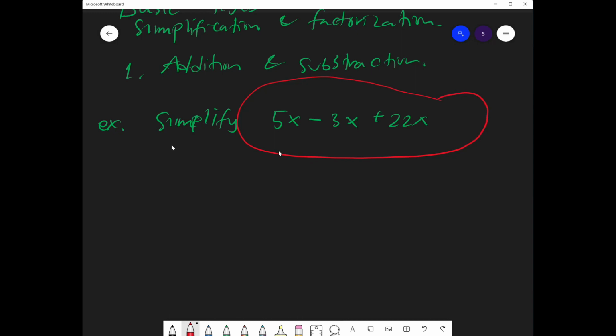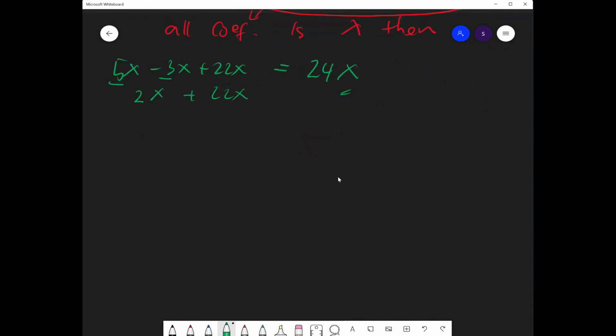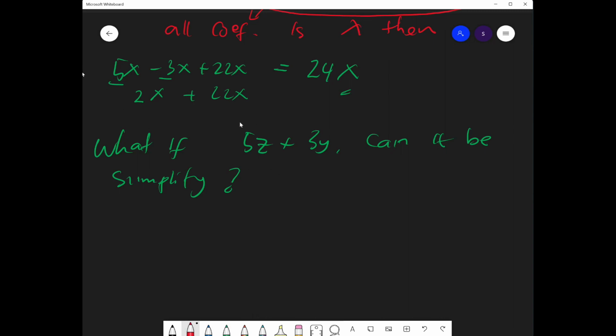To simplify this, we know that all of the terms have the same variable, x. Then the simplification will be: we subtract 5 and 3, which becomes 2x, and plus 22x, and the result will be 24x. And now, what if we have 5z plus 3y? Can it be simplified? The answer is no, because the z and y here are different, so this equation absolutely cannot be simplified.